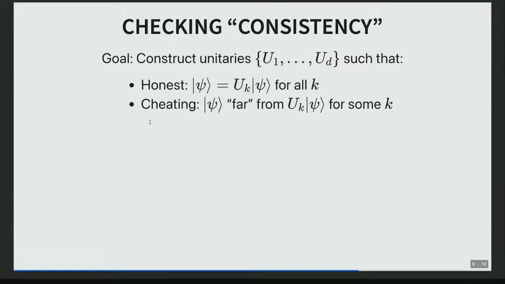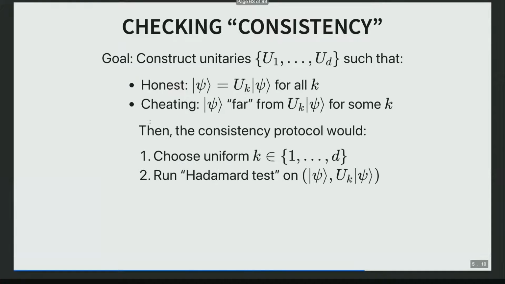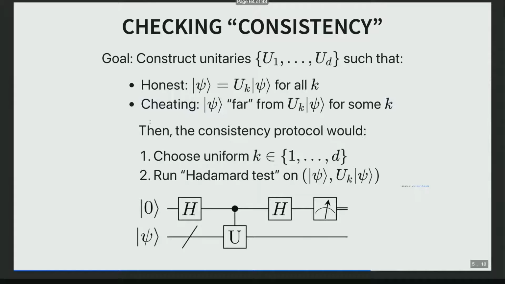Okay, so suppose we have these unitaries, and I'll tell you how to construct them afterwards. If we have these unitaries, then what we do is choose a random k from 1 to d, and then we run the Hadamard test on psi and Uk psi. You can think of the Hadamard test like a swap test, but we're controlling on the unitary.